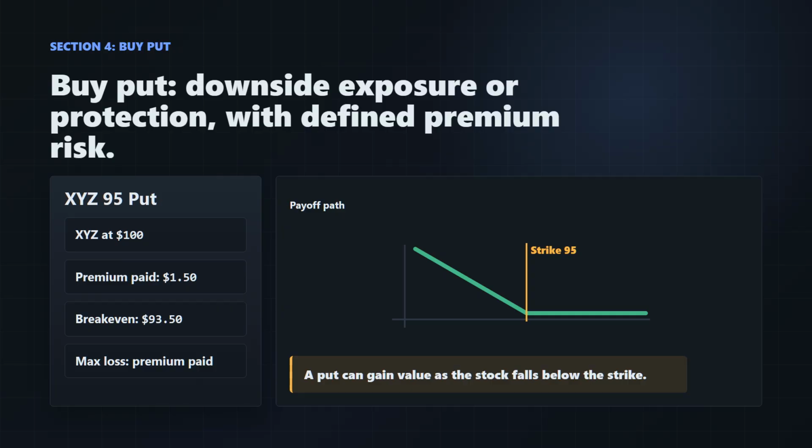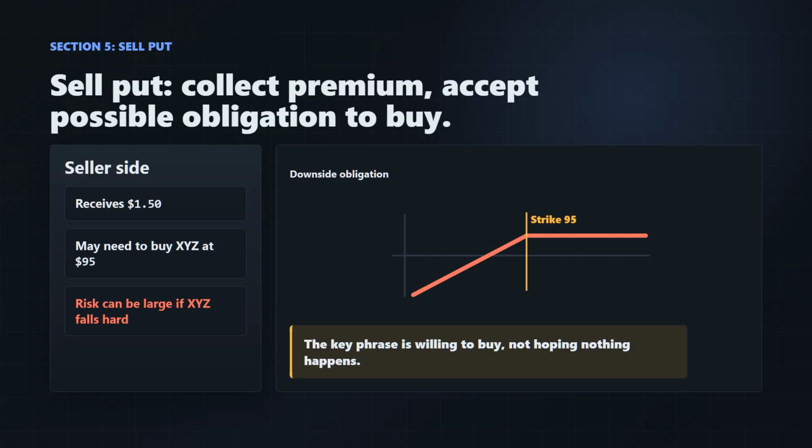This is why "calls are bullish and puts are bearish" is too shallow. Buying a call is bullish. Selling a call is often neutral to bearish. Buying a put is bearish or protective. Selling a put is often neutral to bullish. The option type matters, but the action matters just as much.